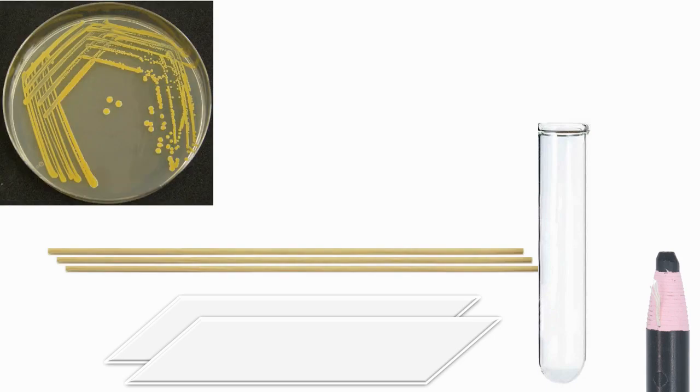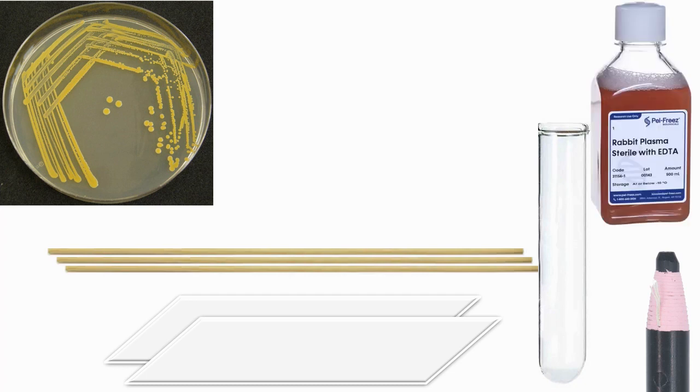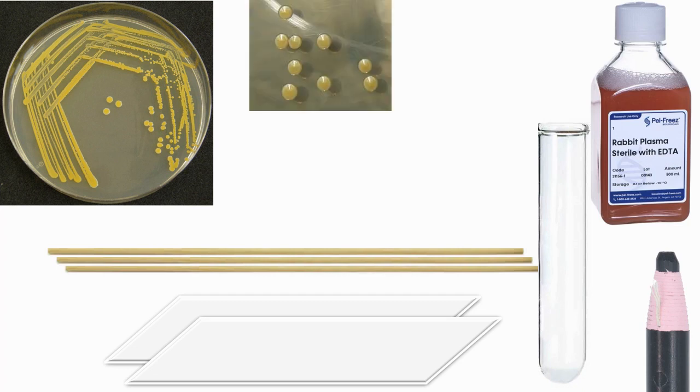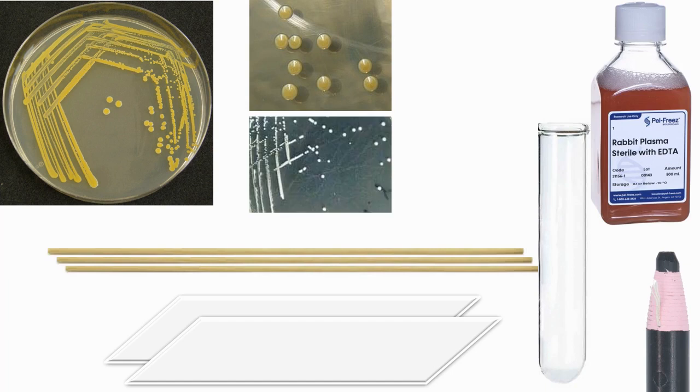Items needed to perform a coagulase test include clean glass slides, test tube, wax pencil, wooden applicator sticks, a fresh culture plate with well-isolated colonies, and rabbit plasma with EDTA. Do not use citrated blood. It can give false negative results. Also needed are control positive strains of Staphylococcus aureus and control negative strains of Staphylococcus epidermidis.